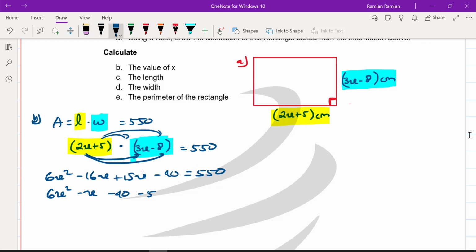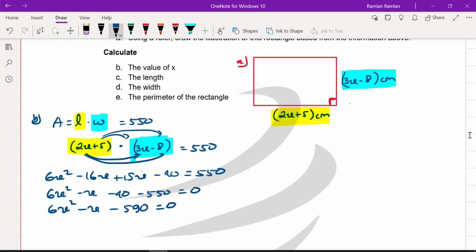It'll be minus 550 equals to 0, and then we can rewrite it again as minus 590, right? Yeah, 590. That'll be equals to 0. Okay, now you might wonder, how can I factorize this? Now you're allowed to use the calculator.